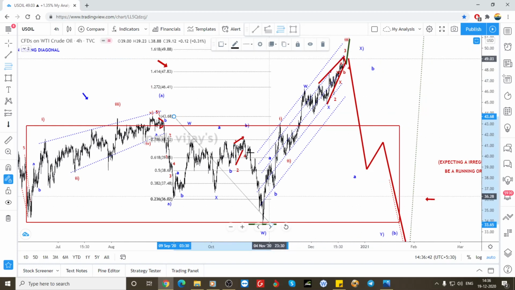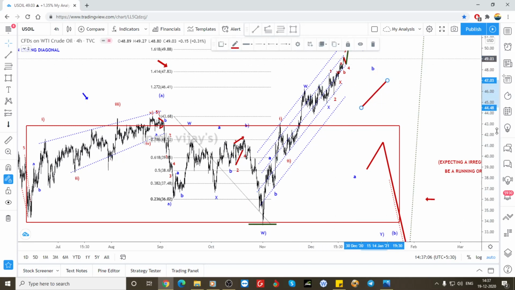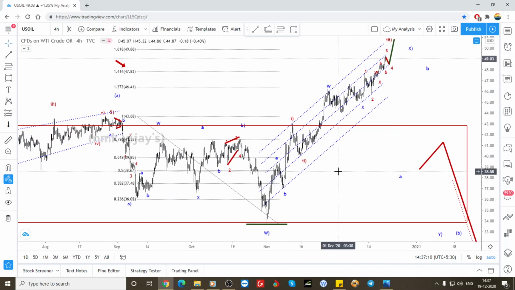At that time also, this is the three-wave structure. After that, one more three-wave structure has to happen. So at that time, this could be an irregular flat. After that, this is the A, this is the B, and C has to go above the 60 level and my target. So that is view 1, and I have already shown that in my Telegram channel as well as in TradingView also.